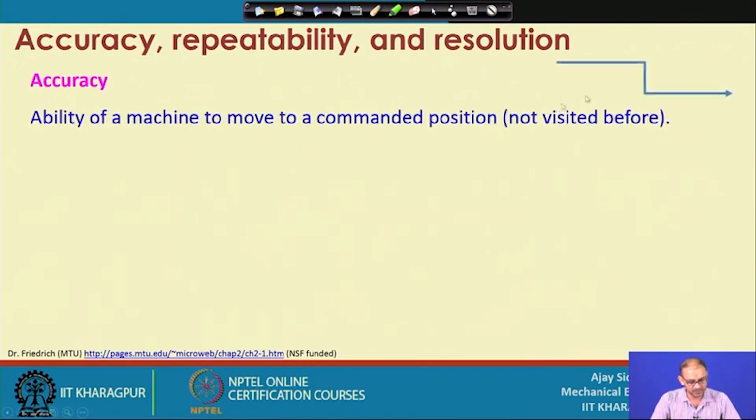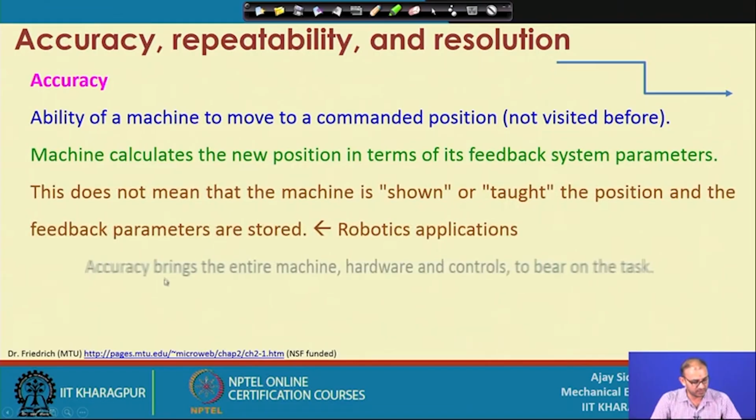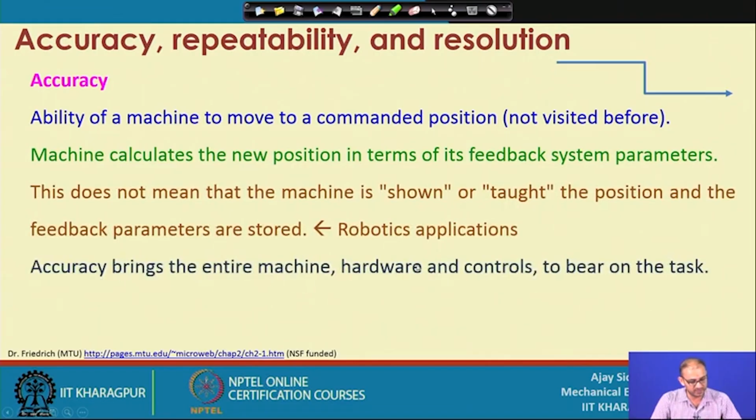Right. So, we discussed in the last class that when we give a command to the machine, it is going to a position where it has not reached or visited before. So, all the things will play an important role in how the accuracy brings together all the machine hardware control, so that you can get the required position to a reasonably good accuracy.